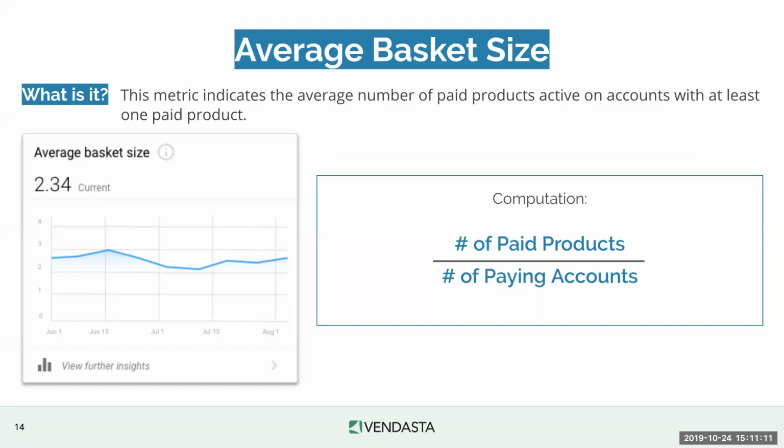So to calculate this metric, we look at the number of paid products that you have. By a paid product, we mean any product that has a set retail price. So this could be one of your own products that you've integrated through Vendor Center and set a retail price, or it could be a product that's offered through the marketplace where you've set a retail price. And then we just divide that by the number of paying accounts you have to get, on average, how many paid products do your accounts have.